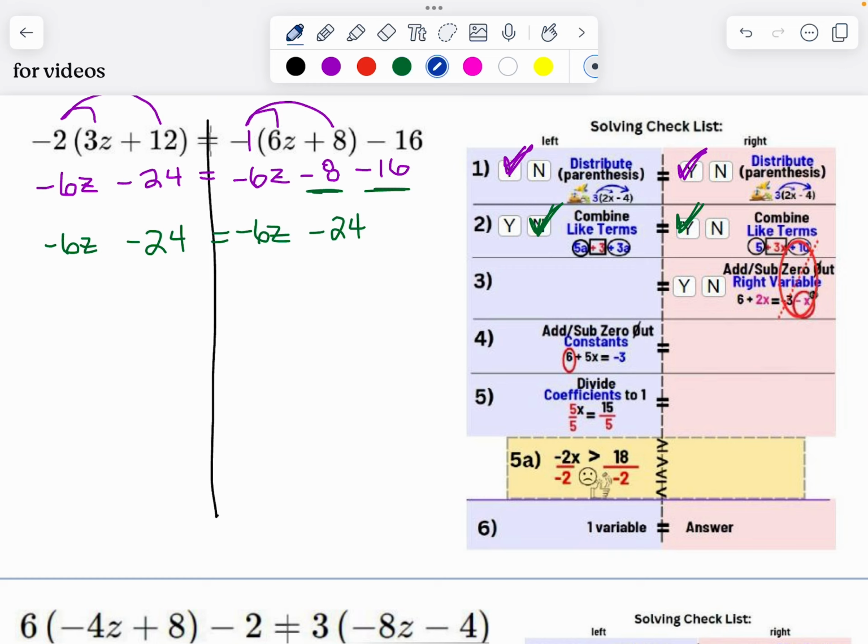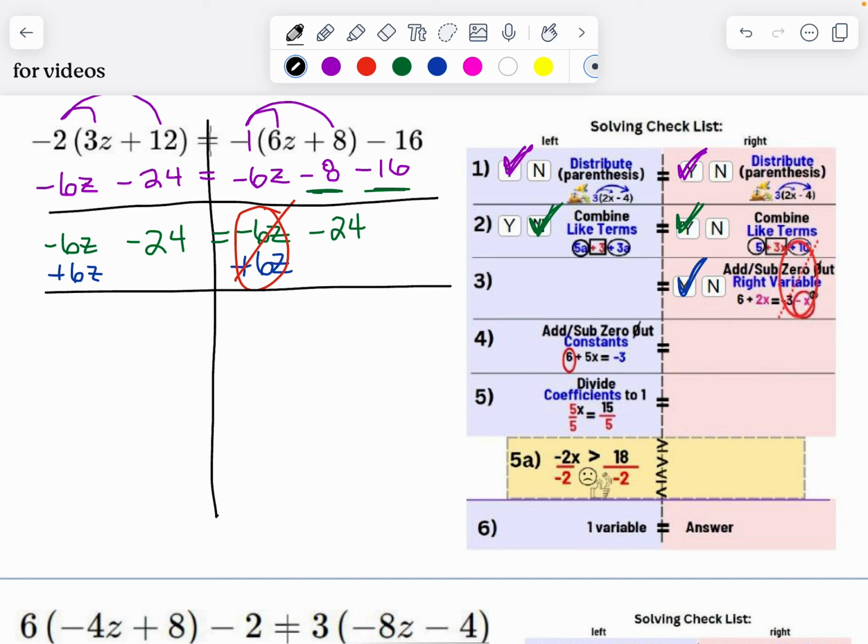All right, next step says, is there a variable on the right side? If so, I want to add or subtract. There is a variable on the right side. It's this 6z, so I'm going to add 6z here, and we're going to zero that out. If you do it on one side, make sure you do it on the other, plus 6z. And I like to draw my line to keep everything nice and organized here. Probably should have drawn my line on everything.